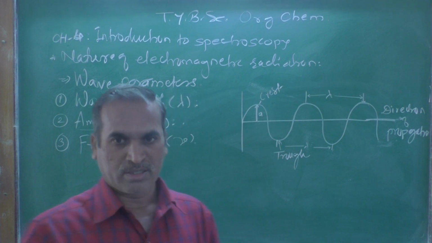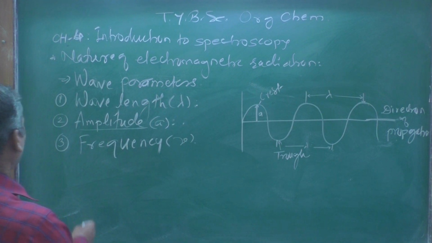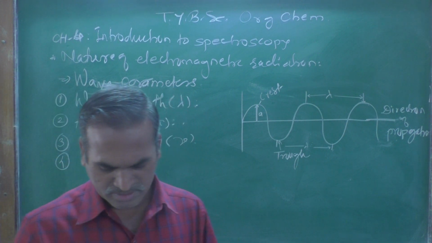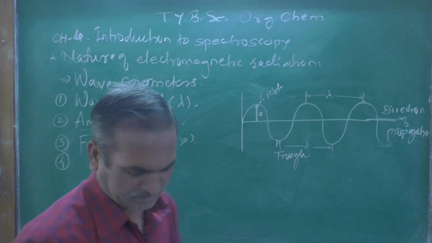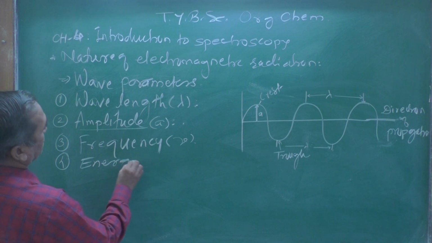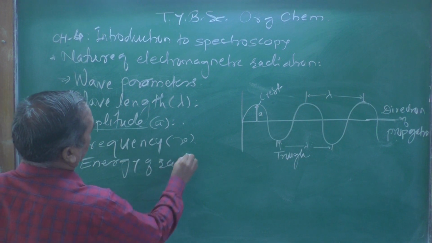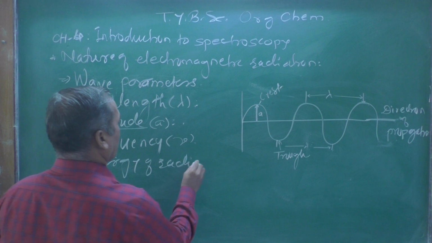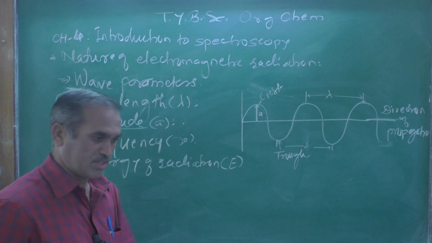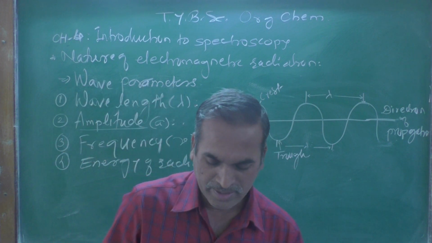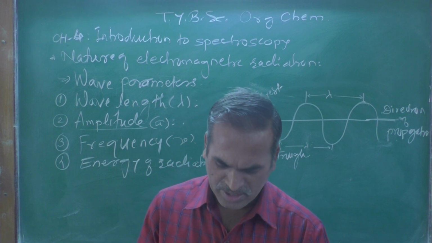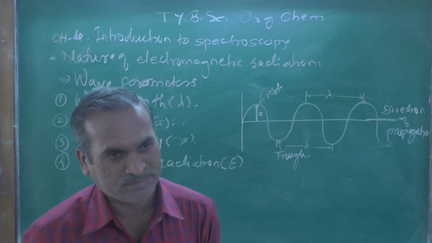Let us see the next parameter, that is parameter number 4. What is that? Energy of radiation. This is the next parameter, and it is represented by capital E. Energy of the radiation is given by the equation.